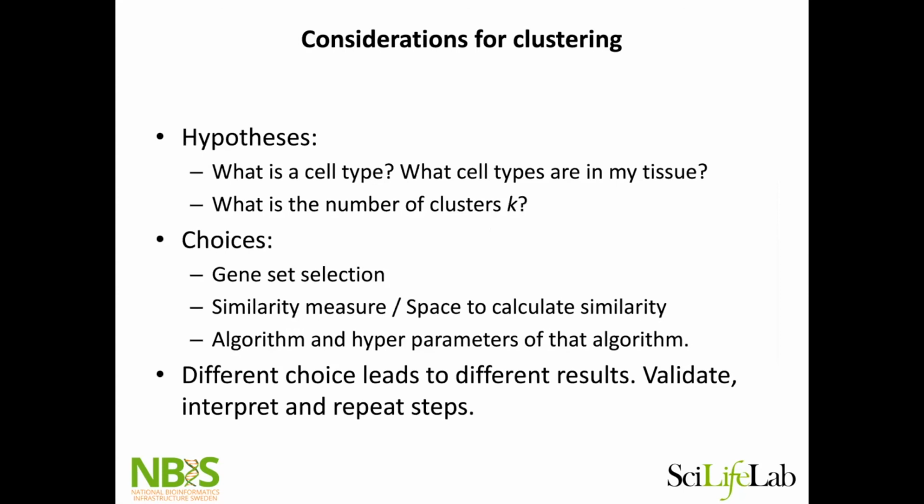So if we go back to where we started, really think about these things before you start. Be aware that the choices you make here will give different results. So really think about how to interpret it. And of course, validate the results you get. Ideally, if you find new cell types that you didn't know were there, you should be able to validate them in the lab with some other method.